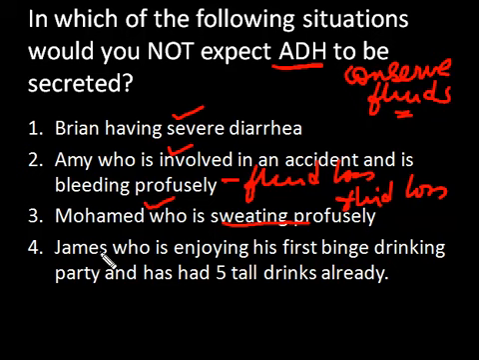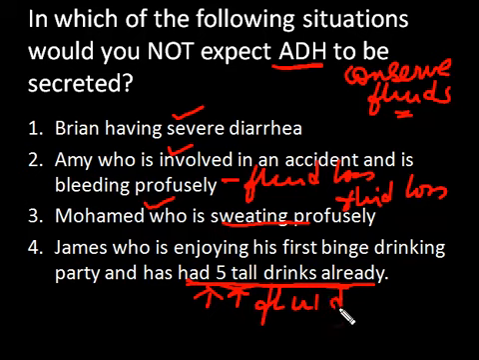Let's look at the last one. James is enjoying his first binge drinking party. He's had 5 tall drinks already. So he's been drinking a lot. So this person has increased fluids in the body. So you don't need to conserve any fluid. Instead, you need to get rid of this excess fluid. So here, the body will not secrete ADH because if it did, then you won't pass urine. So since it doesn't secrete ADH, the person will pass copious amounts of urine so that the extra fluid is lost in the urine. So this is the right answer to this question because this is when the body does not need to conserve fluids, hence will not secrete ADH.